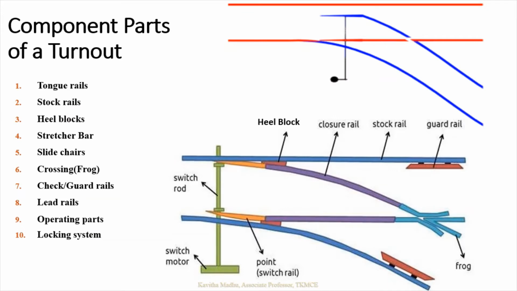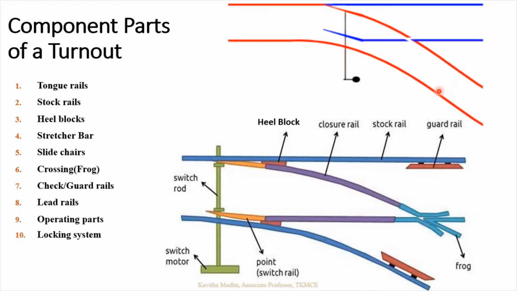So let's see the component parts of the turnout. Basically, the turnout has got two parts: one is a switch and another is a crossing. I'll explain that with the help of this illustration. Here you can see there is a moving part, and there is the fixed part. And there are lead rails, which are the continuous rails. Here also you can see in the straight direction there is a lead rail, which is continuous. And here also you can see another lead rail.